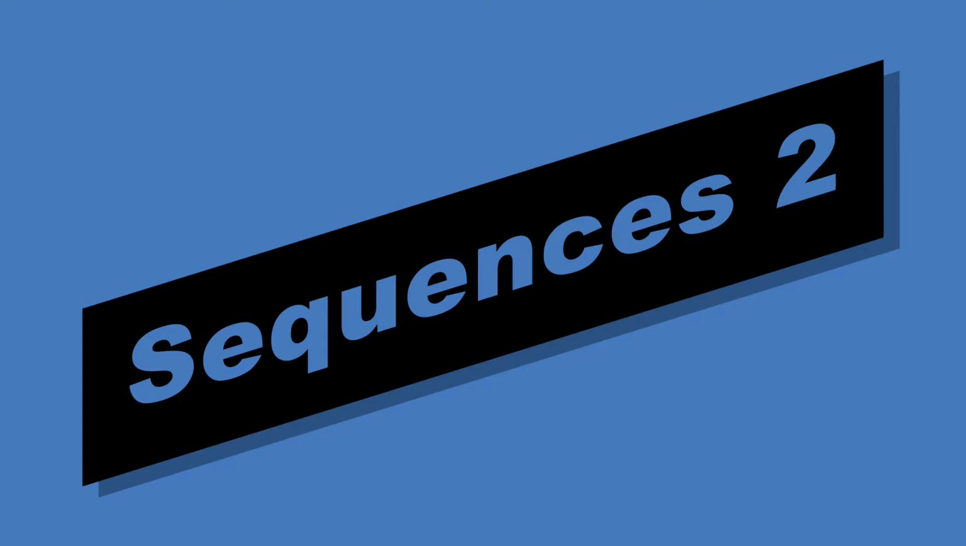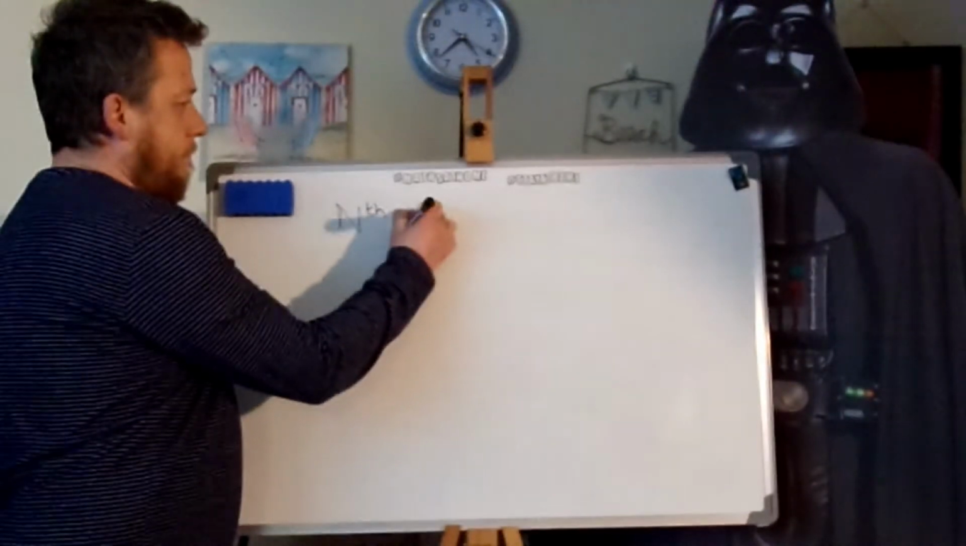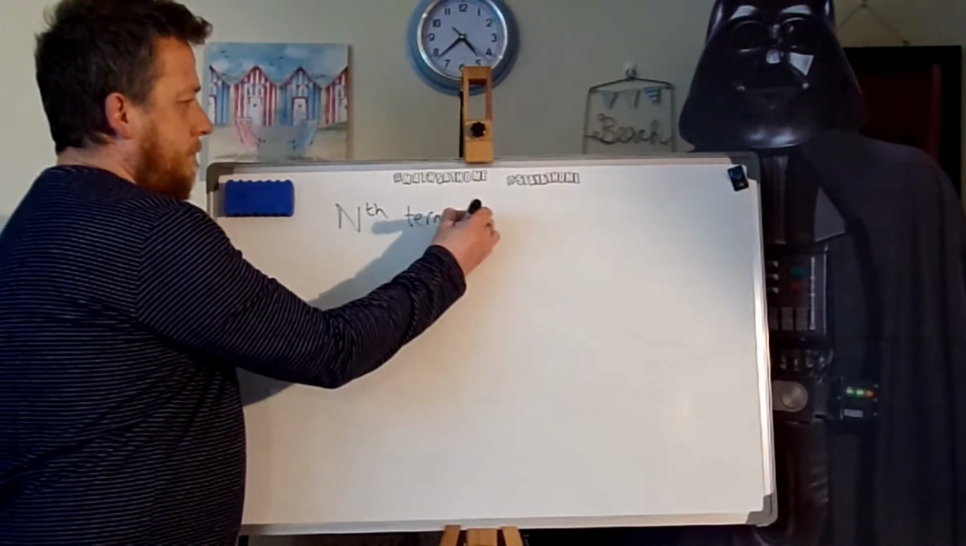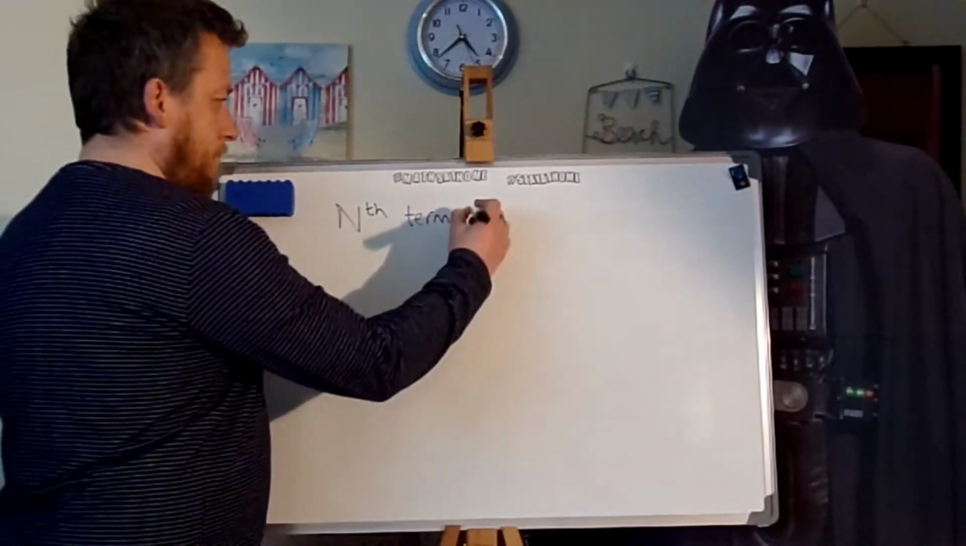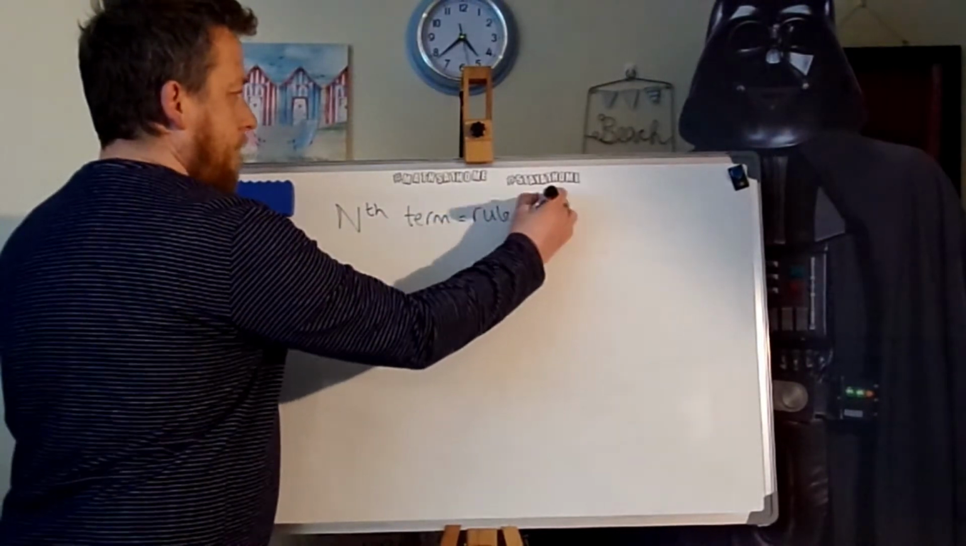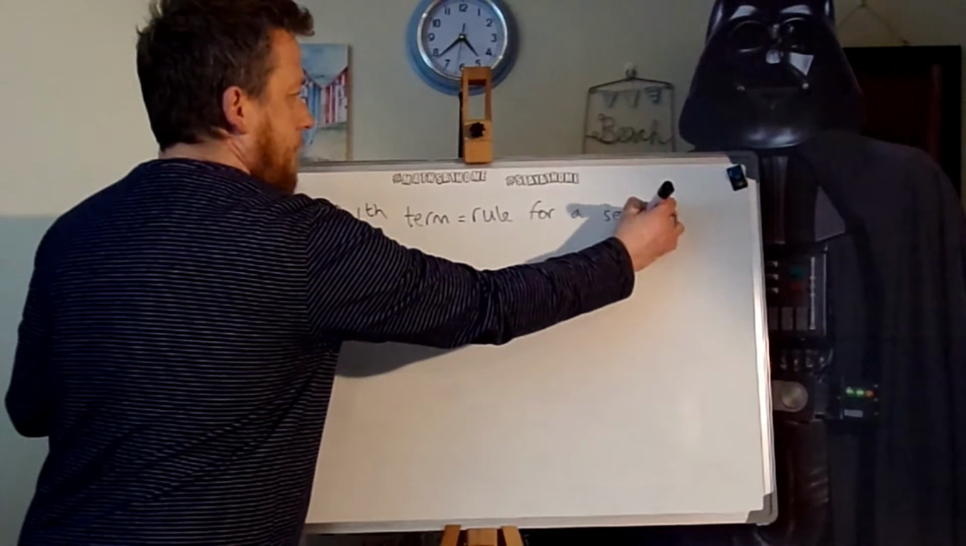So this is sequences 2, and today we're going to look at something called the nth term and try and understand what it is and how we might be able to find it. As we always do, we need to start with understanding what the definition is of the nth term. Here we're simply going to say that it is the rule for a sequence.